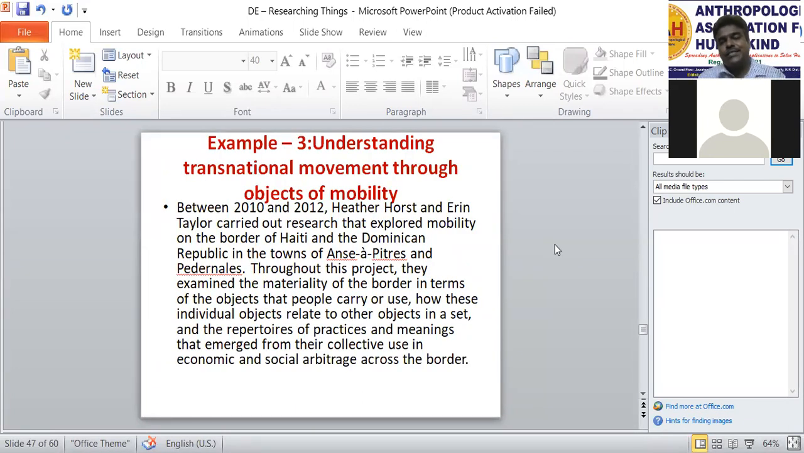Between 2010 and 2012, Heather Horst and Erin Taylor carried out research that explored mobility on the border of Haiti and the Dominican Republic in the towns of Anse-à-Pitres and Pedernales. Throughout this project, they examined the materiality of the border in terms of the objects that people carry or use, how these individual objects relate to other objects in a set, and the repertoires of practices and meanings that emerge from their collective use in economic and social arbitrage across the border.